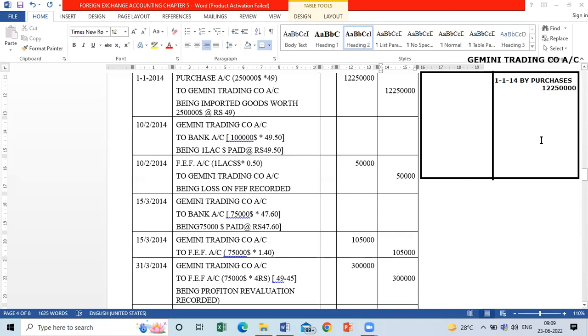That is your first entry on the credit side. In the second entry we have debited it on 10th Feb. The second entry will be on the debit side, 10th Feb 2014. Here two entries will come. One is to bank payment. How much was the payment? 49,50,000. And then in the third entry we have again credited Gemini Trading Company. On the credit side we will have, on 10th Feb 2014, by foreign exchange fluctuation account. Amount will be 50,000.